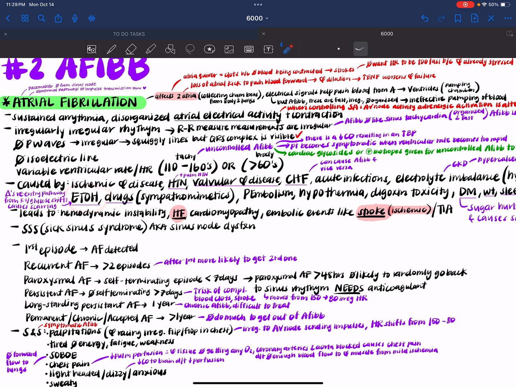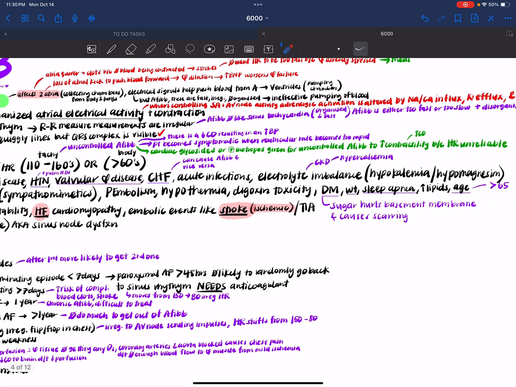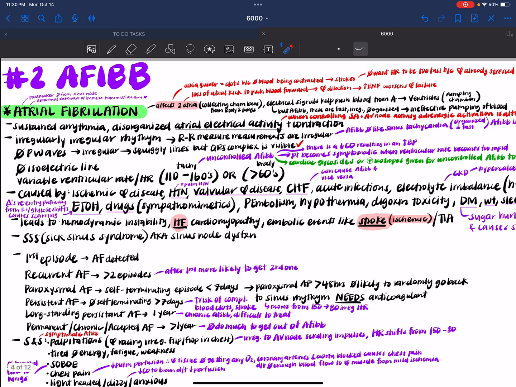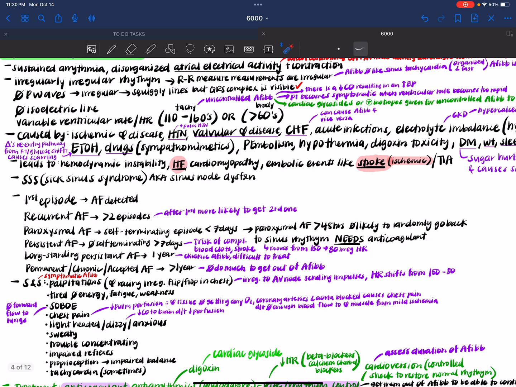You also can see that with alcohol and drugs, sympathomimetics. Pulmonary embolism, hypothermia, digoxin toxicity, diabetes, sugar hurts basement membrane, causes scarring, increases hypertension, causes more problems, weight, sleep apnea, high lipid count, and being over 65. It leads to hemodynamic instability, heart failure, cardiomyopathy, embolic events like stroke, and ischemia, TIA.